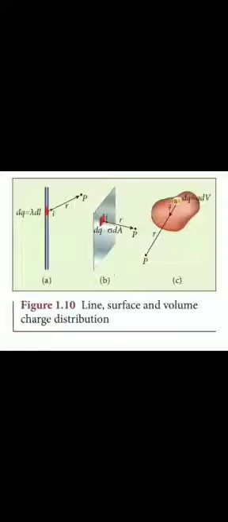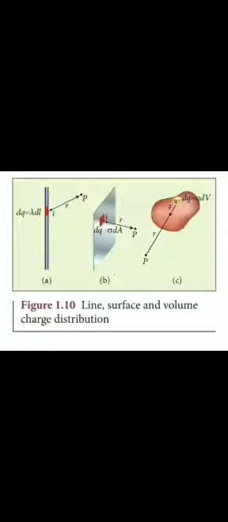In the second figure, figure B, you can see a surface. A small area dA of the surface is marked in red. So, in surface charge density, we are taking a particular surface containing a small amount of charge delta Q. Surface charge density is represented by the symbol sigma.